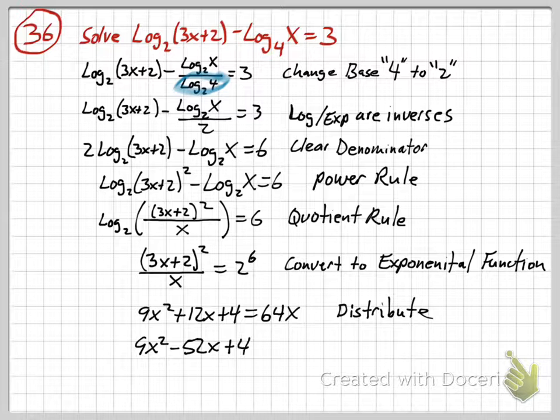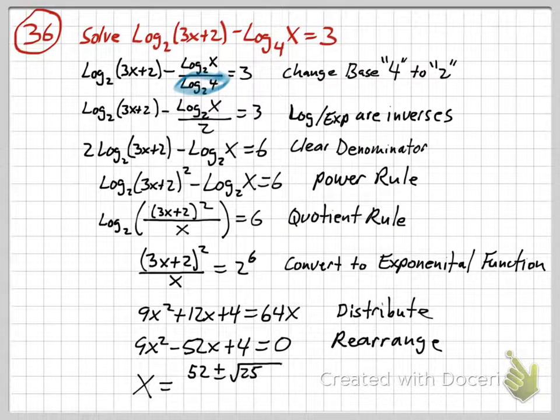What has to happen now is I make the quadratic equal to 0. If I'm not mistaken, this does not factor, so I have to use the quadratic formula. And then there's my 2 answers. I think number 37 actually factors nicely. But here, it doesn't factor. Use the quadratic formula, and we got our 2 answers.